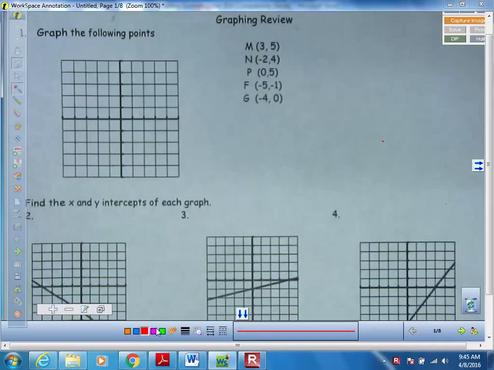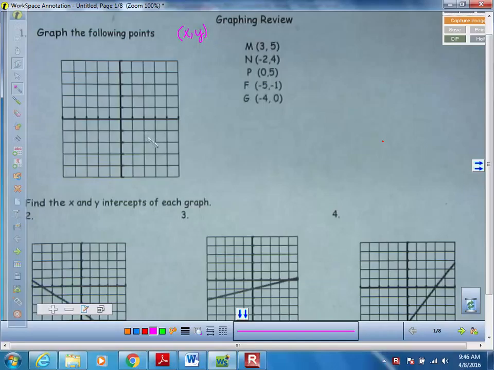Okay, so the first thing that I want to do today is make sure we know how to graph individual points. So the first thing we're going to look at is graphing all of these points that were given here. So our first point is 3, 5. Now, do you remember if the x or the y comes first in an ordered pair? The x. So it would be x, comma, y.